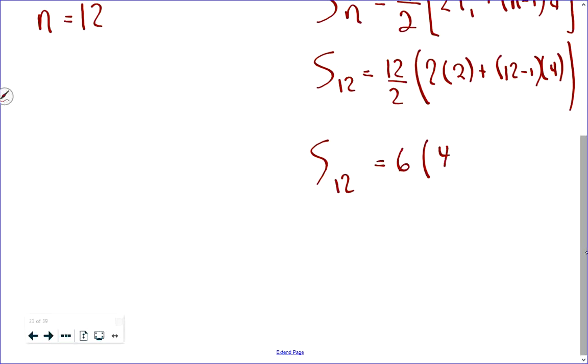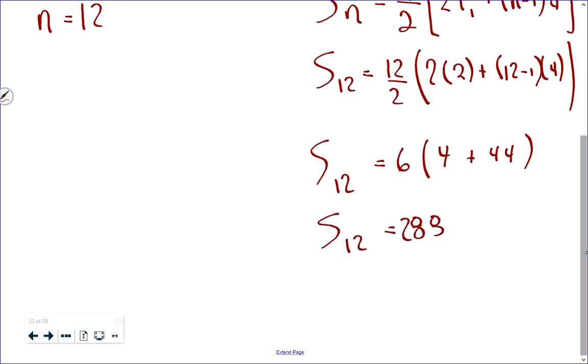And this is 4 plus 44. 11, which is 12 minus 1, that's 11, times 4 is 44. So I don't know, I guess I don't care how you enter it in your calculator. I care that you get the right answer. But I'm left with 48 times 6, which I believe is 288. So the sum of the first 12 terms is 288.